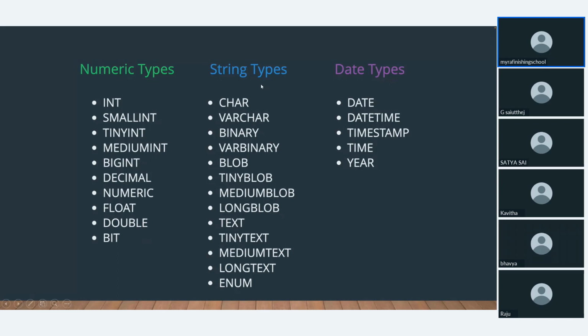And in the string types we have char, varchar, binary, var binary, blob, tiny blob, medium blob, long blob, text, tiny text, medium text, long text, enum. Again we have date types: date, datetime, timestamp, time, year. All these are data types. I wanted everyone to note down these things.